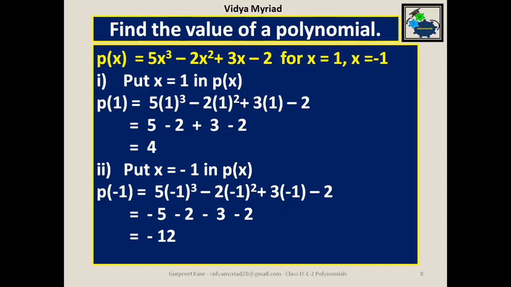That is minus. So in this you need to be very careful. Then minus 1 square will become plus, because minus into minus is plus. Then minus 3 and minus 2. When you solve this, you will get the answer as minus 12. So these are the values when you put x is equal to 1 and x is equal to minus 1.